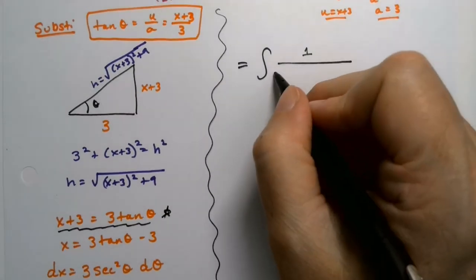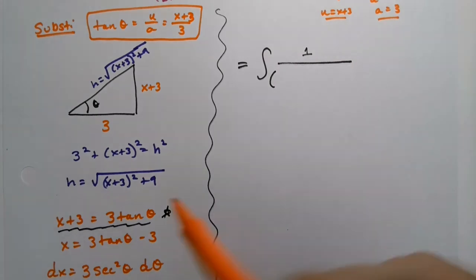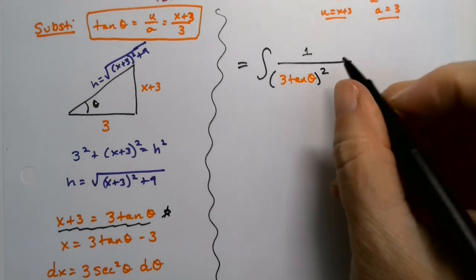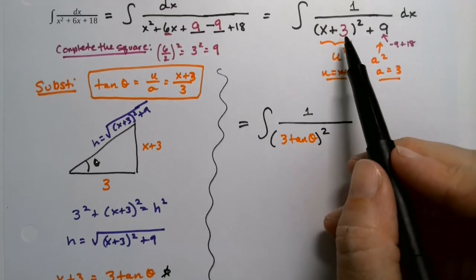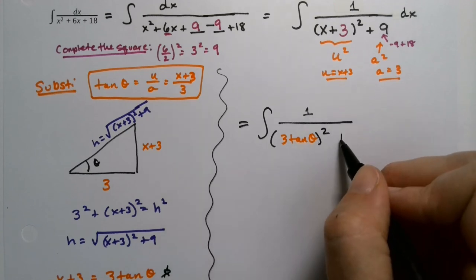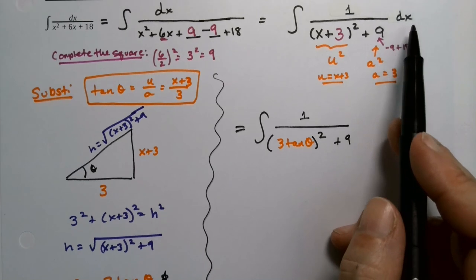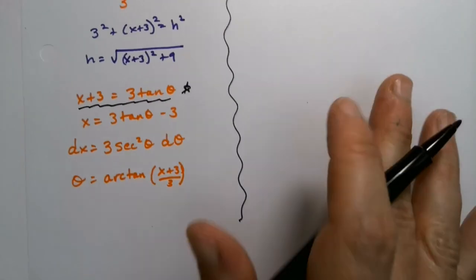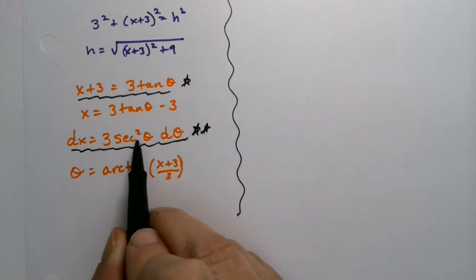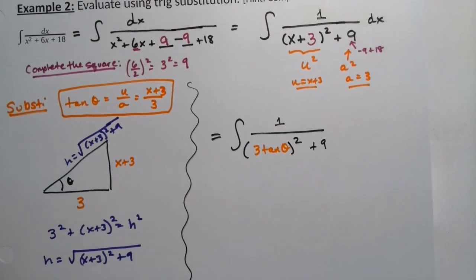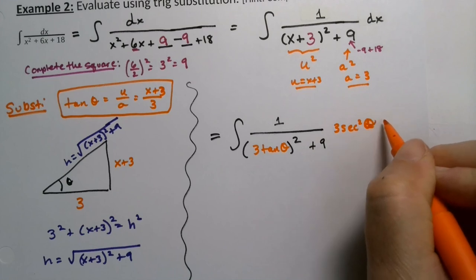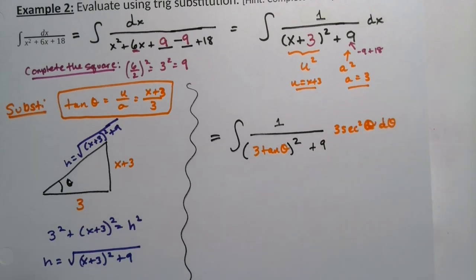So this would be 3 tangent of theta squared. The plus 3 is taken care of because x plus 3 is 3 tangent theta. So that's taken care of. And then plus 9. And then dx was calculated down here. That's the second piece we're using. It's 3 secant squared of theta d theta. So that dx right here is 3 secant squared of theta d theta. Always have to have an angle for your trigonometric function.